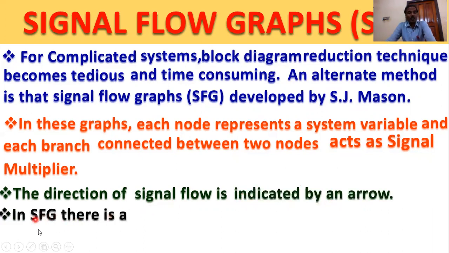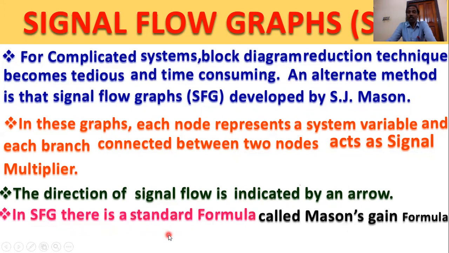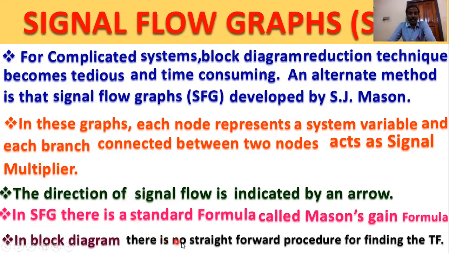In SFG, or signal flow graphs, there is a standard formula called Mason's gain formula. In block diagrams, there is no straightforward procedure for finding the transfer function. But in signal flow graph techniques, there is the standard formula, Mason's gain formula.